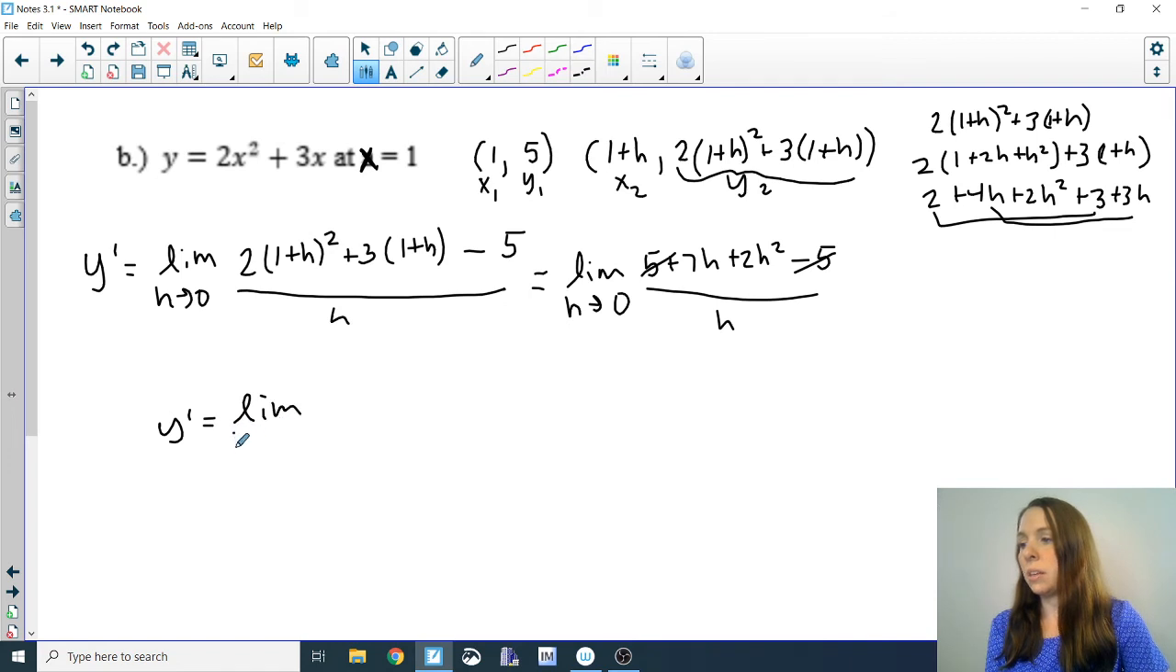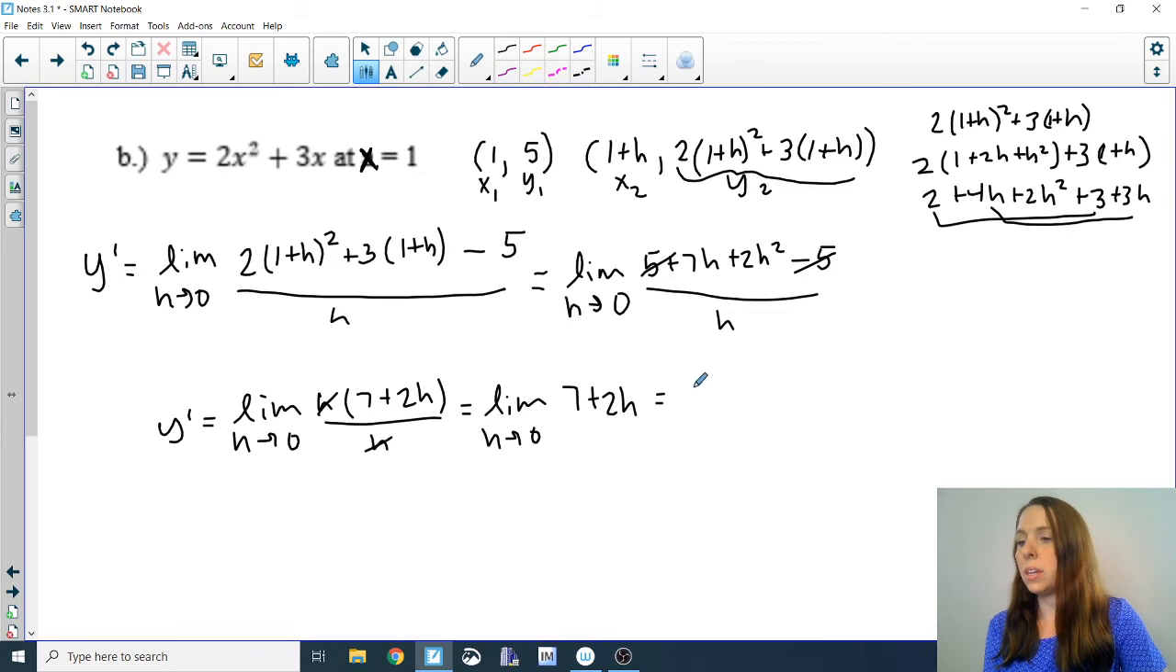Let's bring down that limit of, oh, let's do this as well. There's a common factor of h in what is remaining in the numerator. So you can divide that out. Divide those h's to 1, and we have 7 plus 2h left, where we can sub in 0 for h. So we get y prime equals 7.